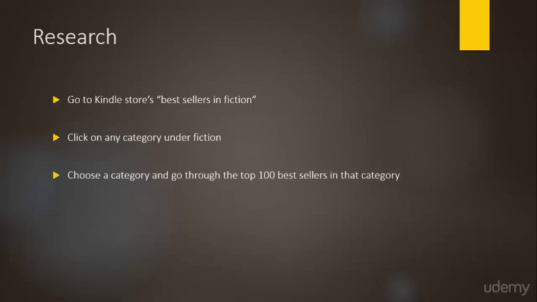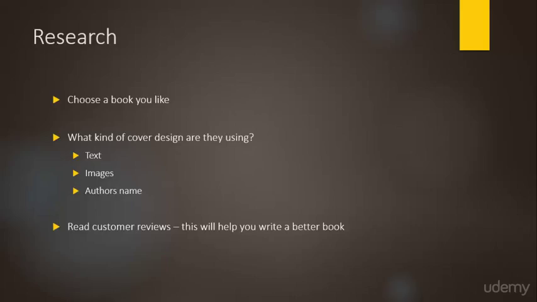Click on any category under fiction. Then you can choose a category and go through the top 100 best sellers in that category. Then choose a book you like, and notice what kind of cover design they are using. Notice the text. Notice the images. Notice the author's name.